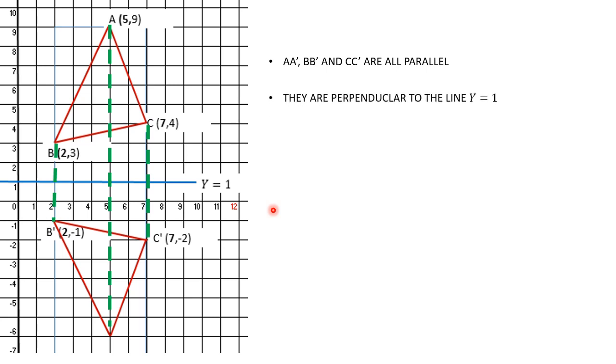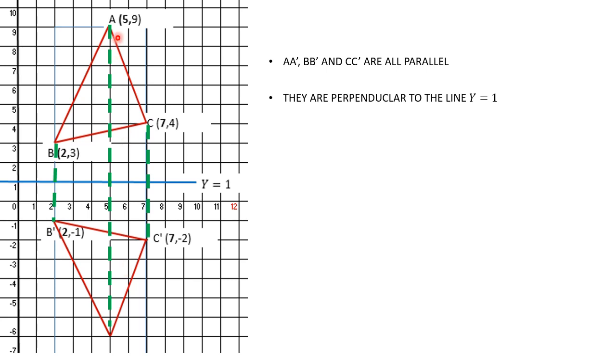Another inference to make is that these lines just mentioned, A A prime, B B prime, and C C prime, are all perpendicular to the line y equals 1, our middle line. And I'm sorry, the spelling here is not okay. I meant perpendicular, so please don't consider that. These lines are simultaneously perpendicular to the middle line. That is important to note.